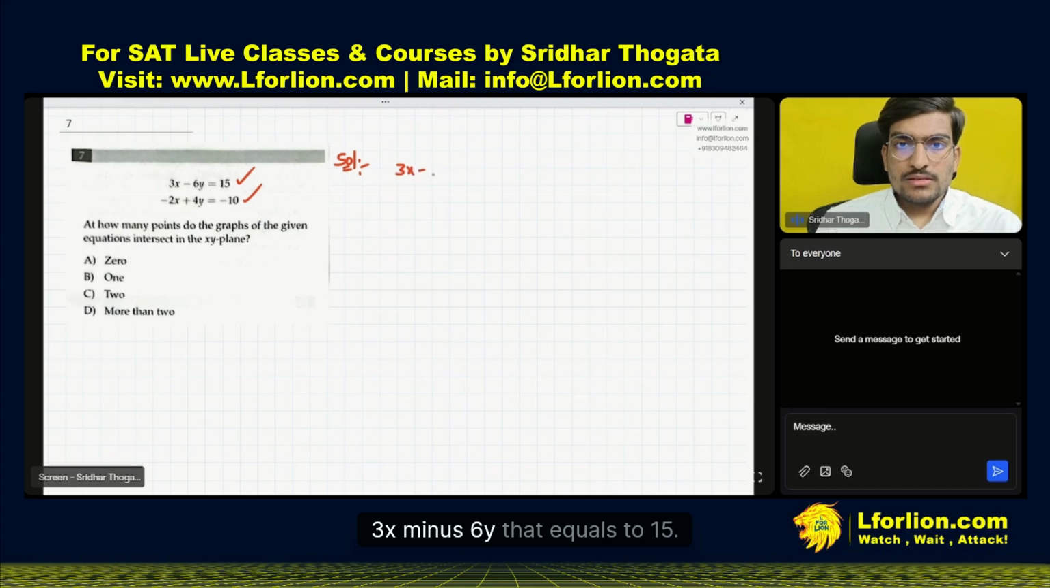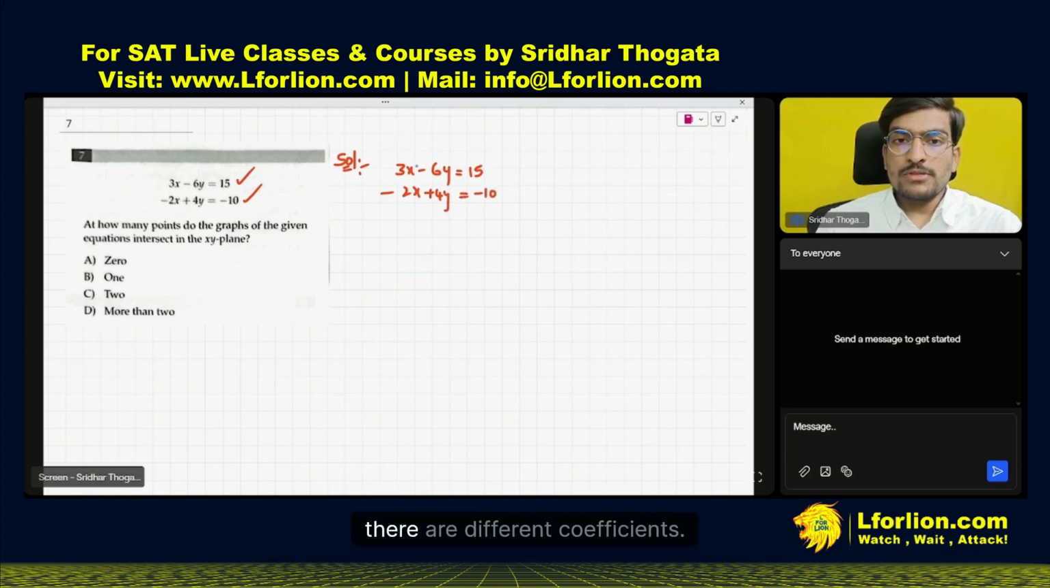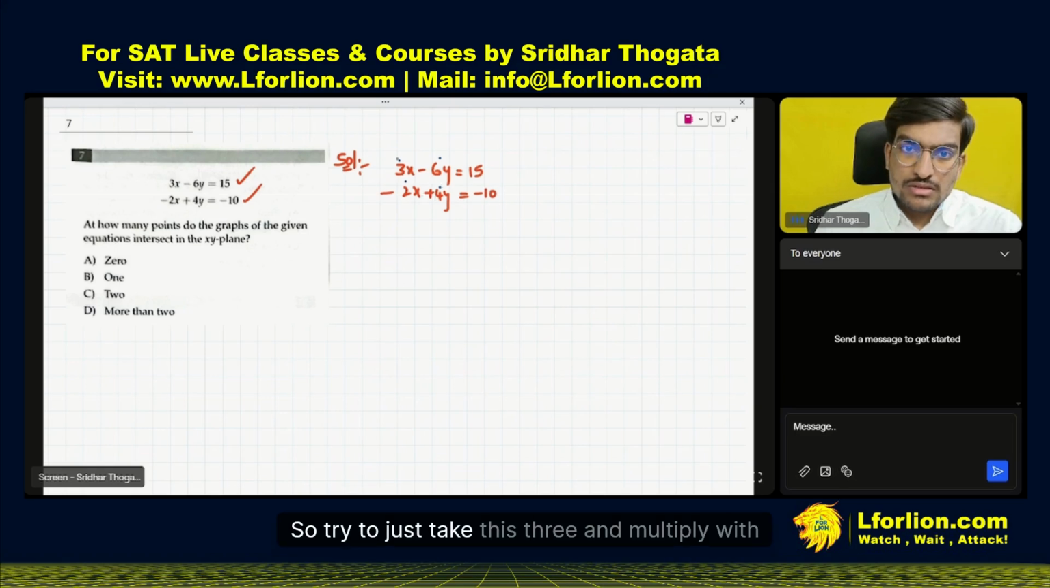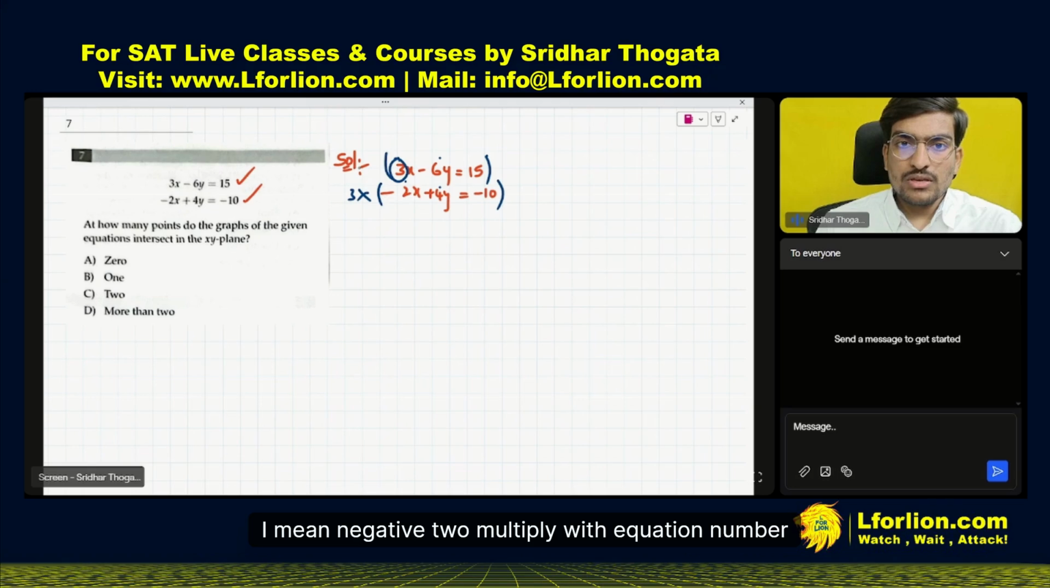3x minus 6y equals 15, 2x plus 4y equals negative 10. You can see the variables have different coefficients, so we can't use the substitution method. Let's try the elimination method, but there are no matching terms here either. So let's take this 3 and multiply it with equation number 2, and take this negative 2 and multiply it with equation number 1.